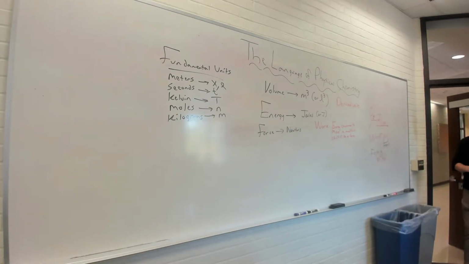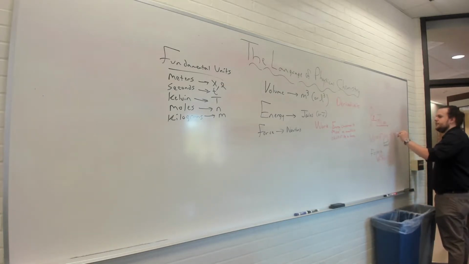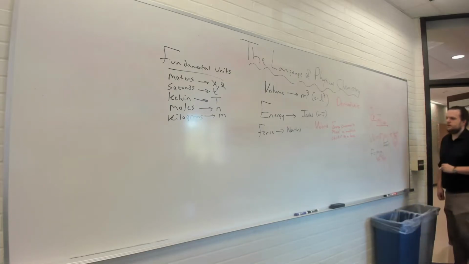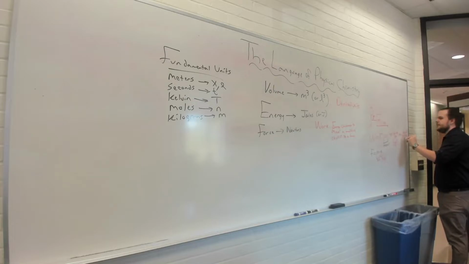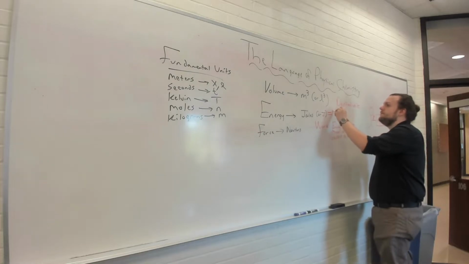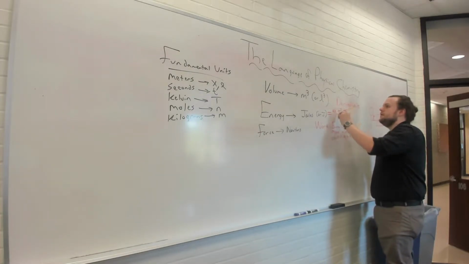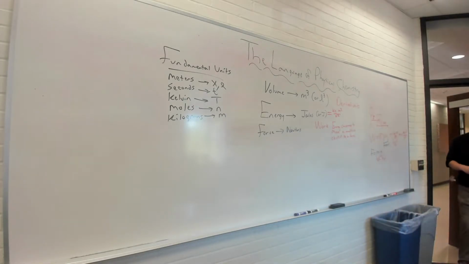So we can put these all together. We have kilograms meters per second squared. That's a Newton. Times length, meters. Kilogram meter squared per second squared. That's a joule. So that's how we represent a joule in terms of the fundamental SI units.